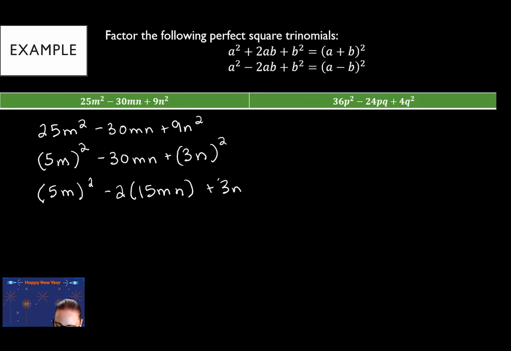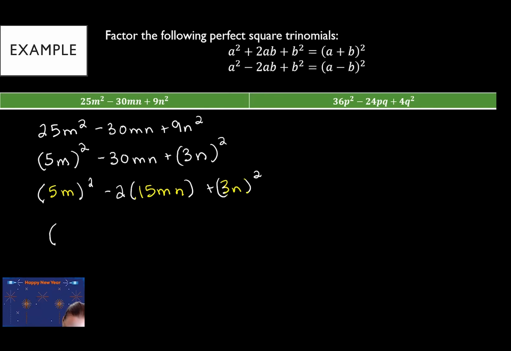And then we're checking, okay, can I get that by multiplying my first and my last? So I have 5m times 3n. So that gives me 15, and then I have an m and an n. Yep. So that works.